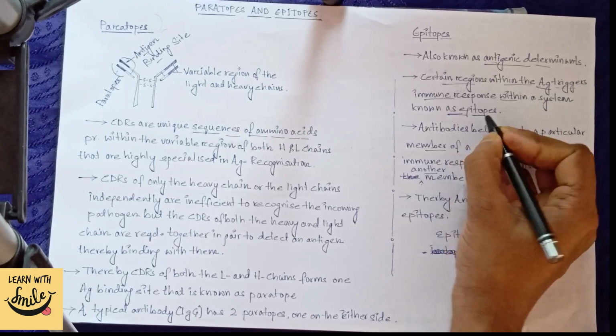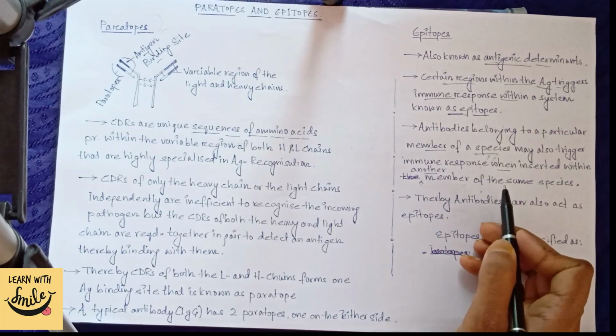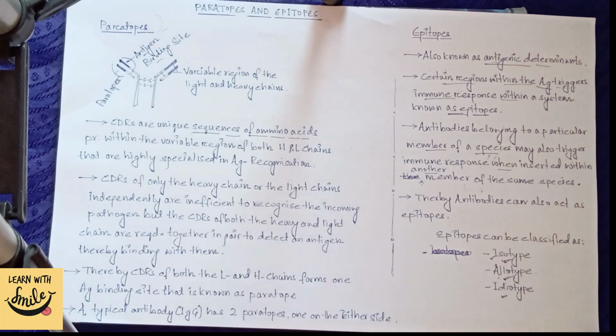is known as an epitope. It is to be noted that antibodies too can play the role of an epitope because there are also certain regions within the antibodies which, when inserted within another member of the same species, may trigger an immune response. Say for example, if I take an antibody from my own body and insert it into the body of some other individual of the same Homo sapiens species, then my antibody may trigger an immune response in the bloodstream of that other individual within whom I have inserted that particular antibody.